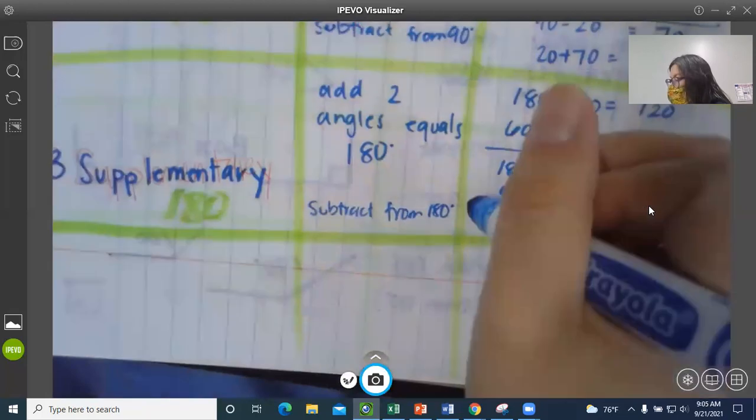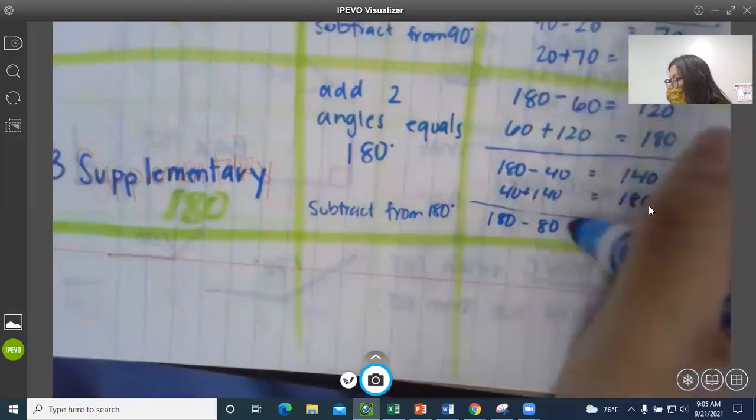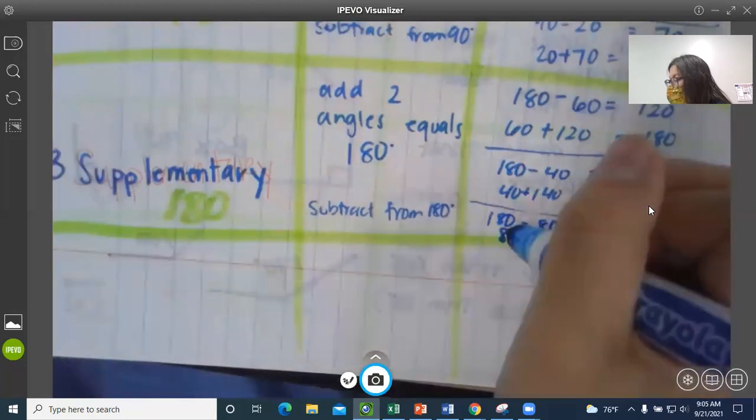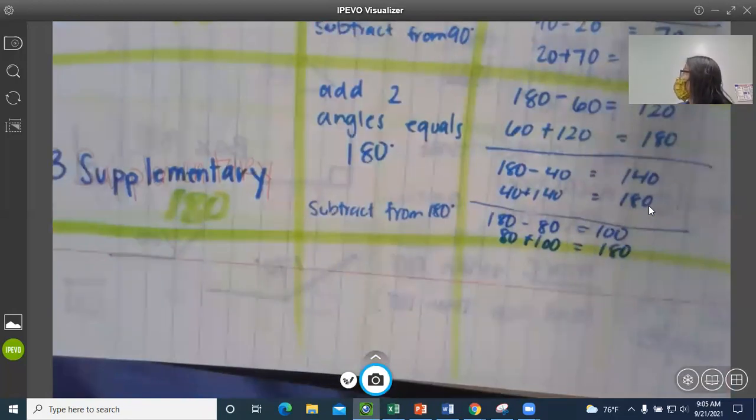Okay, Eric, can you give me a number? 80. 180 minus 80 is 100. So 80 and 100 are supplementary. That's what supplementary means, when you add the 2 angles and their sum is 180.